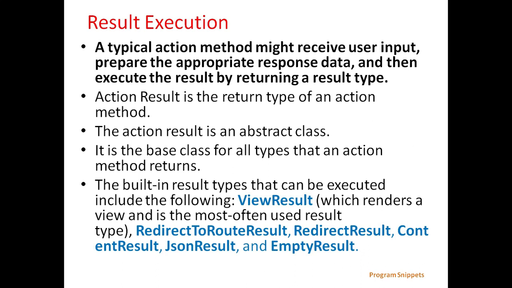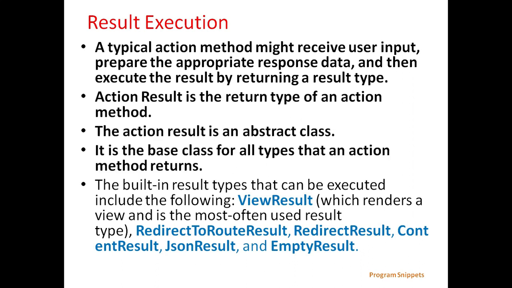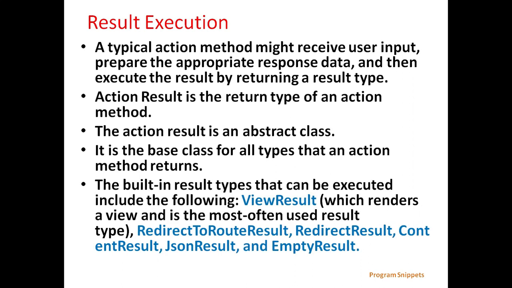A typical action method might receive user input, prepare the appropriate response data, and then execute the result by returning a result type. ActionResult is the return type of an action method. The ActionResult is an abstract class. It is the base class for all types that an action method returns. The built-in result types that can be executed include the following: ViewResult, RedirectToRouteResult, RedirectResult, ContentResult, JsonResult, and EmptyResult.